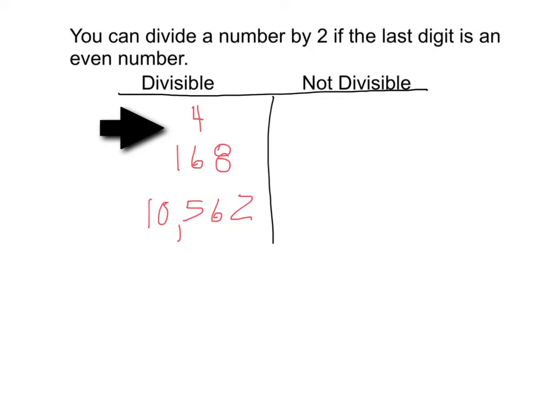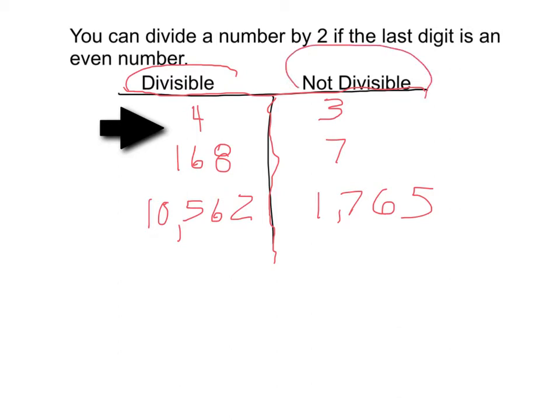Now for 3 examples that are not divisible by 2. Well, 3 is not divisible by 2. 7 is not divisible by 2. And let's say 1,765 is not divisible by 2. So that I have my T-chart. It's called a T-chart because, as you can see, this shape forms a T. And it does have to be labeled with the words divisible and not divisible at the top. Make sure you spell those right. It's kind of a hard word, lots of I's in there.